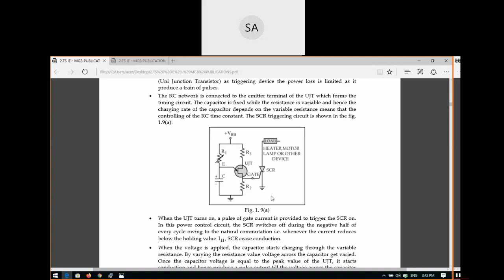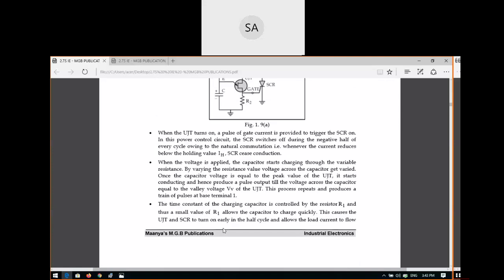So what is the time constant? R into C is called the time constant. If R into C is more, the time delay is more. If R into C is less, the time delay is less. That means you can switch on very quickly if the time constant is less. If R1 and C have higher values, it will take some time to switch on the SCR. Okay, so this is the process to turn on the SCR.